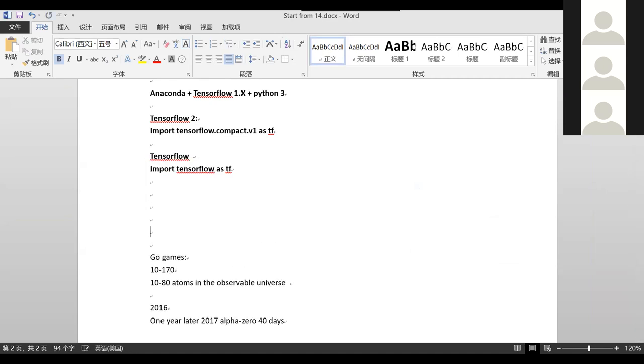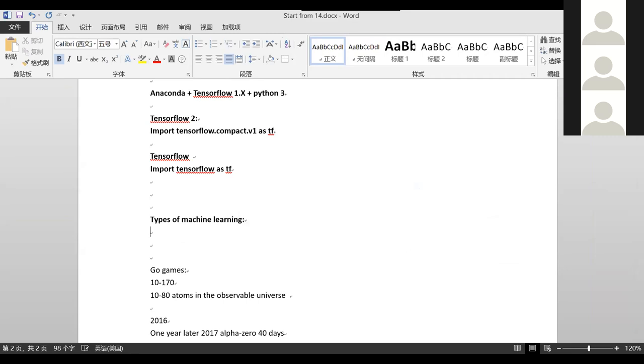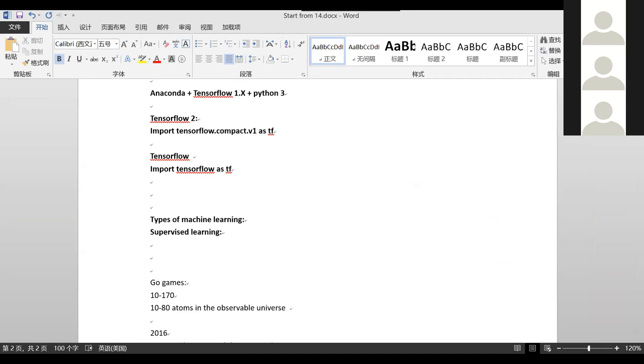So that is the types of machine learning. There are four types of machine learning. The first is supervised learning algorithm. So what is a supervised learning algorithm?